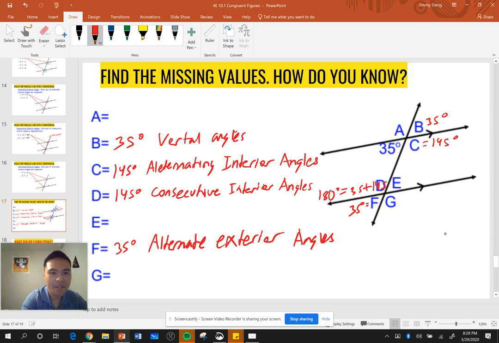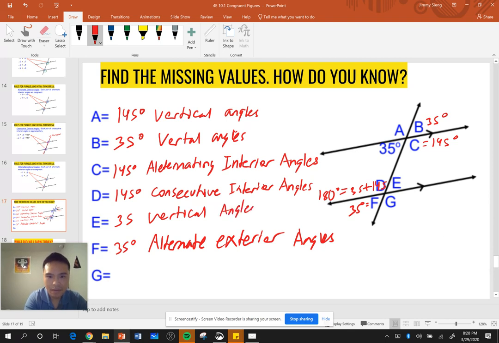Okay, well, I also know A. What's A going to be, everybody? That should be 35 degrees because of vertical angles. And then E, I can also say is 35 because of vertical angles. You could also say alternate interior angles. That's another one. So I know this is 35, I know this is 145. Whoops, E, I'm sorry, E is 35. And then G, you also know it's 145 because vertical angles are congruent, or you can say that this is 145 because of alternate exterior angles.